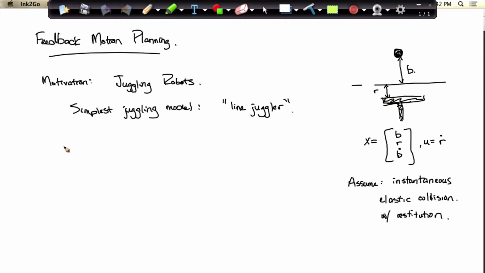Restitution, like, the velocity that comes out of the collision is the negative of the velocity that comes in times 0.9, let's say. Right? That's the coefficient of restitution.